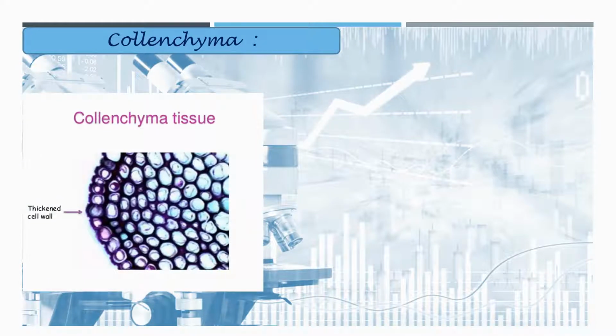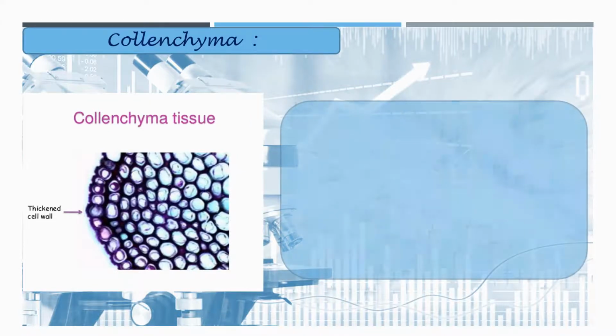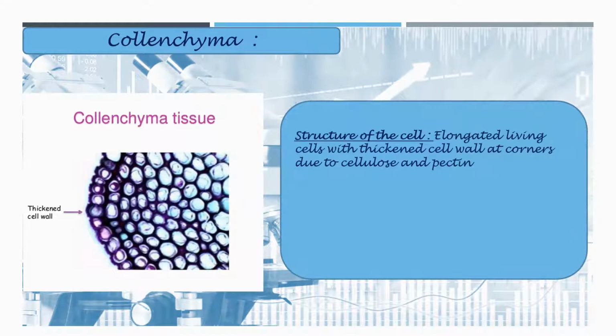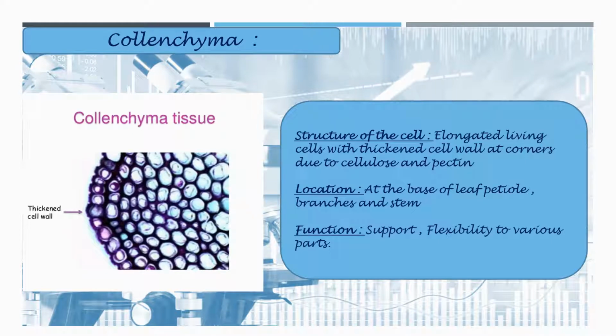Now the second type of simple permanent tissue is collenchyma. Collenchyma tissue is elongated living cells with thickened cell wall at corners due to cellulose and pectin. Collenchyma tissue is located at the base of leaf petiole, branches and stem. And the function of collenchyma tissue is to give support and to give flexibility to various parts of the plants.